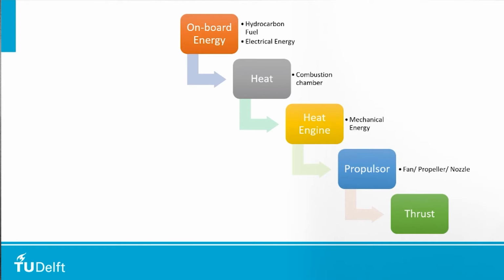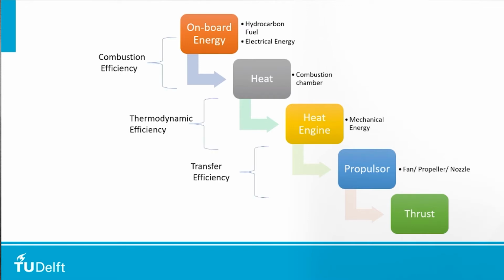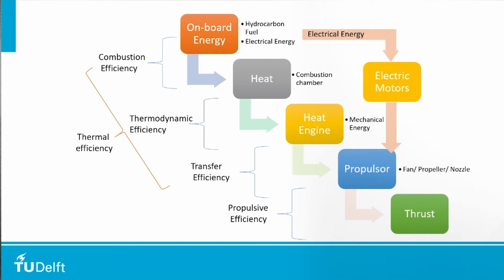When you look at all these processes, each process has its own associated losses. For the sake of simplicity, you can see here the various steps that are involved. The last step, that is the power given to the propulsor and the thrust that it generates, is what we call propulsive efficiency. The other ones we call thermal efficiency, because that is mainly a function of the thermodynamic efficiency.